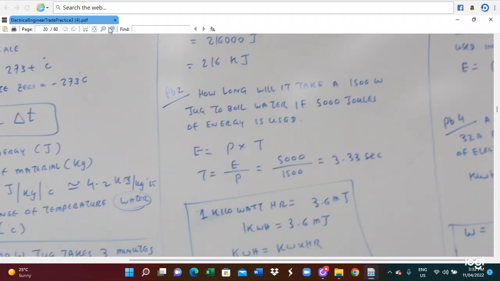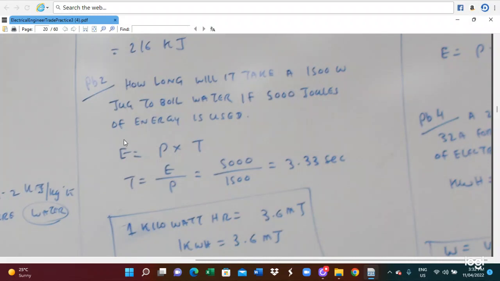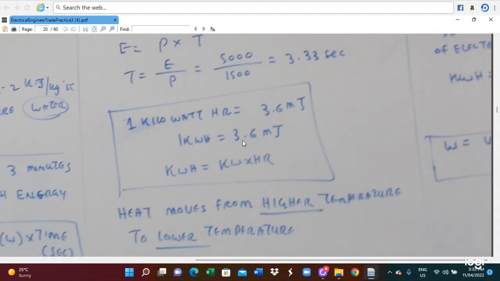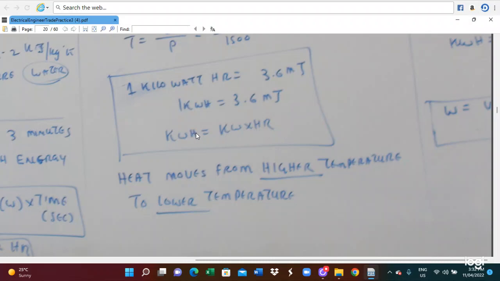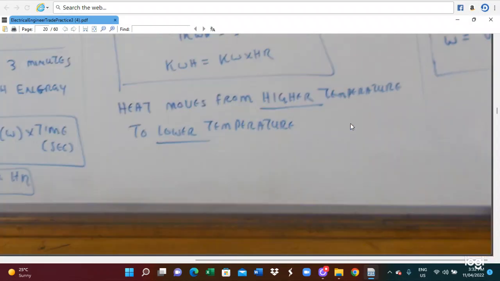The next one is: how long will it take a 1,500 watt jug to boil the water if 5,000 joules of energy is utilized? In this case, E equals P multiplied by T, so T is E by P. 5,000 divided by 1,500 gives 3.33 seconds. One kilowatt hour is equivalent to 3.6 megajoules. One kilowatt hour is a kilowatt multiplied by an hour. Heat moves from the higher temperature to the lower temperature. This is the nature of heat.